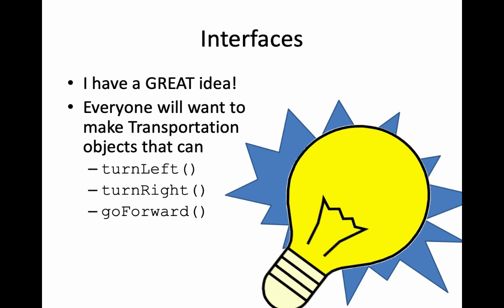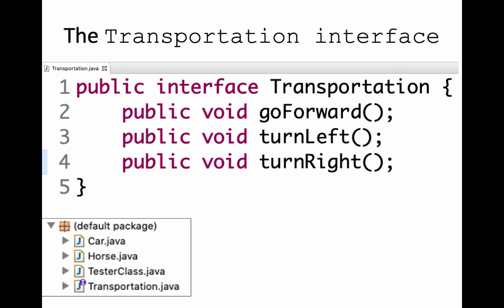And as a hint, we won't actually be able to make transportation objects, but we'll be able to have transportation references. And the thing about interfaces is they're super, super lazy, so they don't specify any of the details of how this happens. Okay, so here's my interface for transportation.